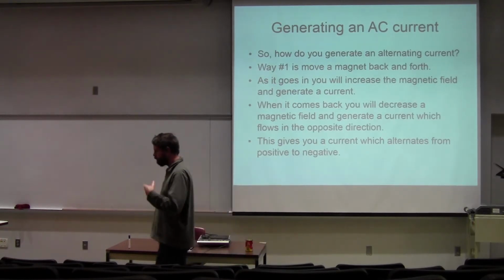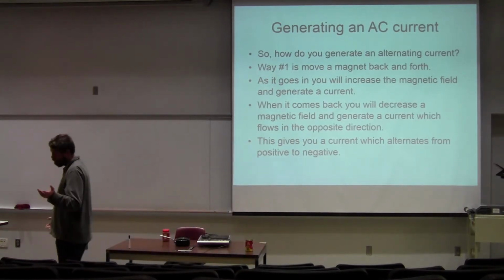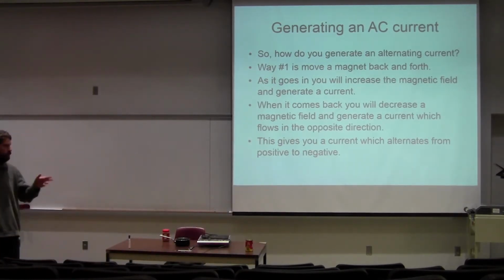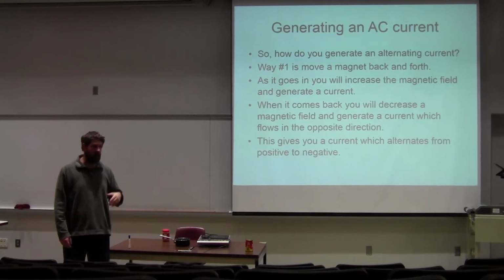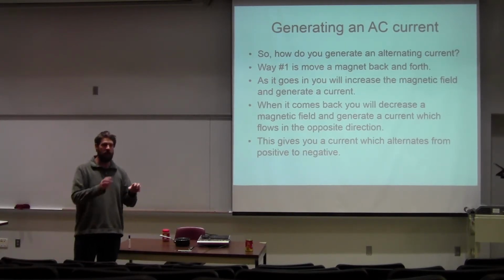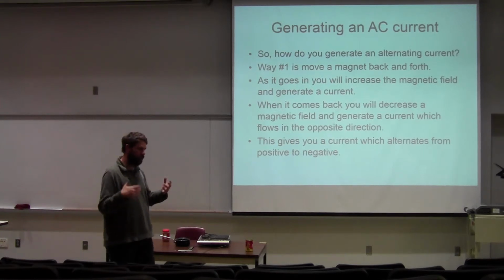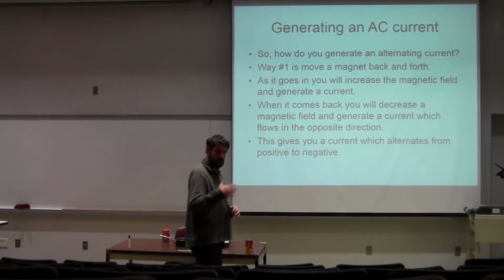99.999% of all electricity produced in the United States and almost worldwide is produced as alternating current. Now, the difference between different forms of electricity, different sources of electricity, is the energy source behind spinning the wire. Spinning the wire in a magnetic field is not free. It takes energy to do that.